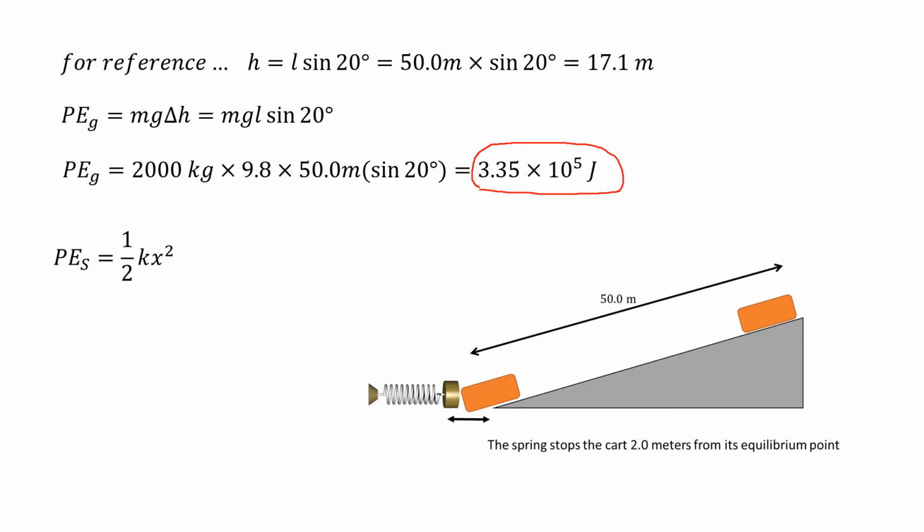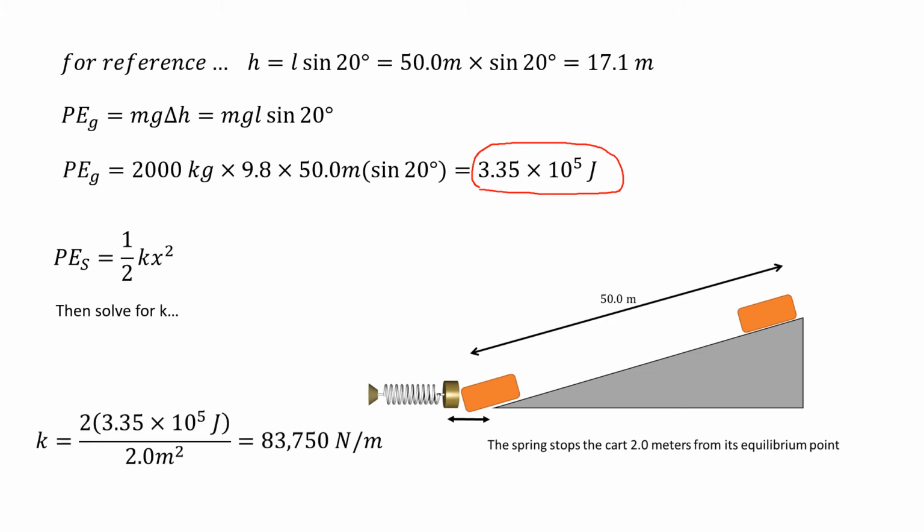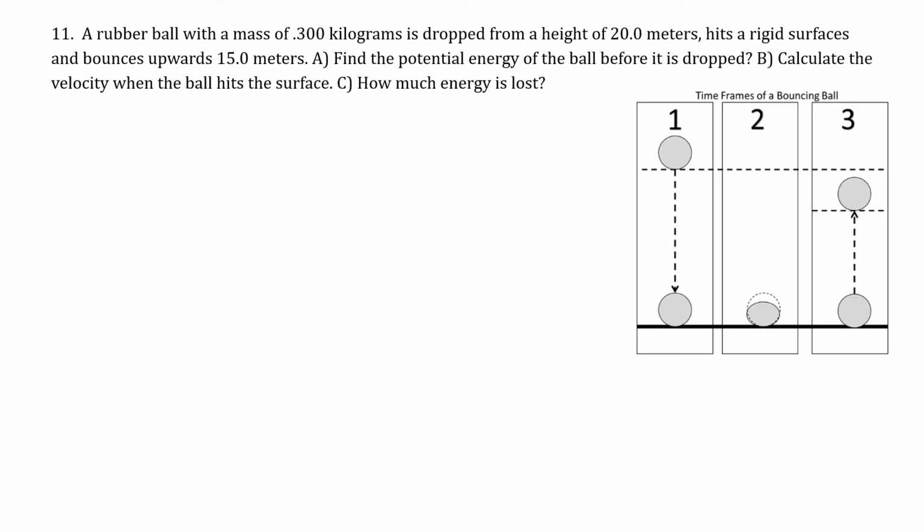So let's look at now the spring energy equation, potential energy of the spring. We want to solve for K. So we solve for K, plug in the values, and we just solve and we get our answer, which is 83,750 Newton meters. And that is the answer. Let's look at another problem.